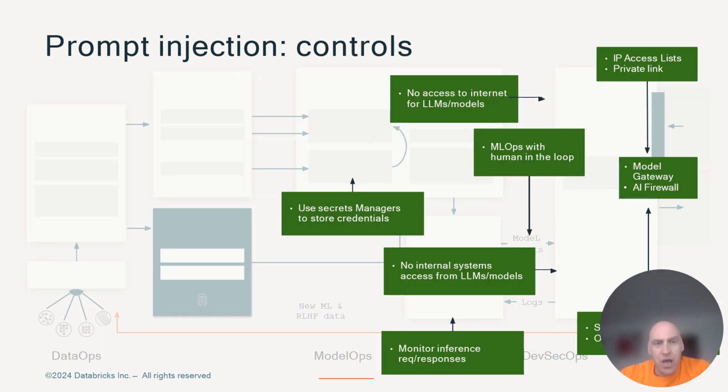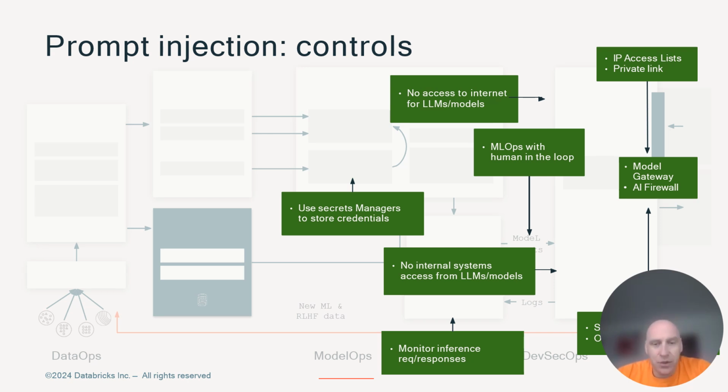So let's look a bit at where these controls lie in our model. As you guys can see, prevention is much harder than the risk, because obviously the risk itself materializes only in one place. But in order to actually protect the whole system integrity, we need to build controls across various stages within our model development. So as you can see, we use secrets managers to store credentials. We have to prevent access to the internet for LLM models, and we embed MLOps with human in the loop to make sure we have someone verifying what the model is doing.